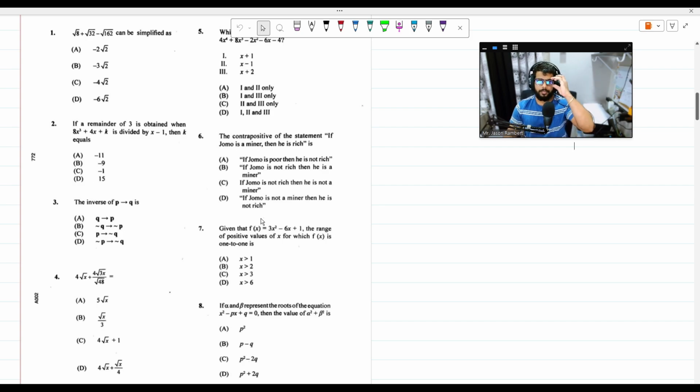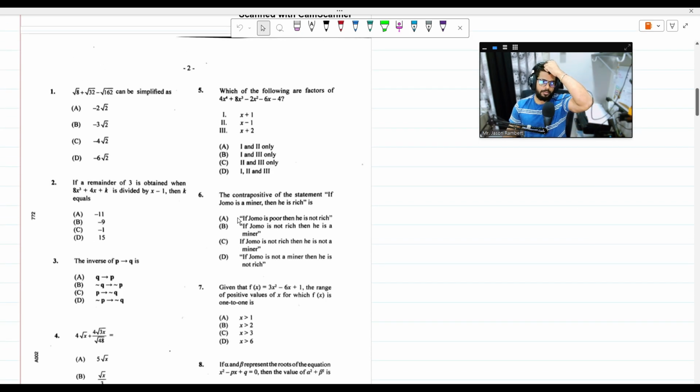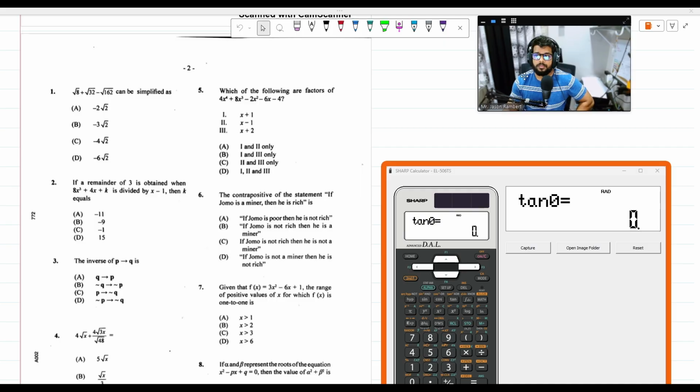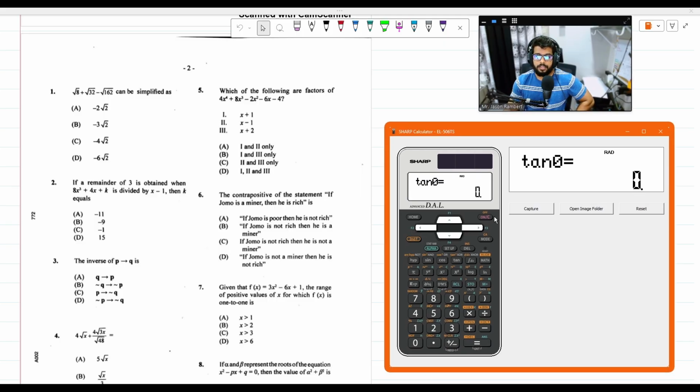2019, paper 1. Number 1 can be simplified as, well, I'm just going to plug this straight into my calculator. Some other calculators will be able to give the answer in surd form. Mine is not going to. So what I'm going to do is root 8, plus root 32, take away root 162.